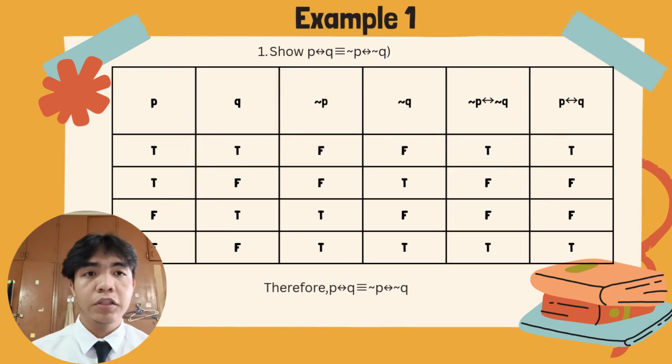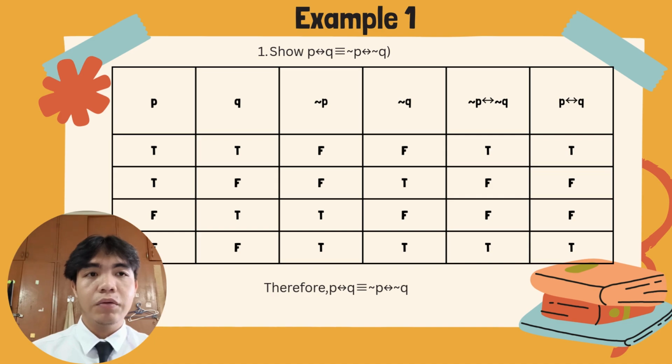For example 1, show that P ↔ Q is equivalent to ¬P ↔ ¬Q. For this question, we are going to solve using a truth table. We find the truth values of P, which are true and false, and Q, true and false. Then we find the truth values of ¬P and ¬Q, then the values of ¬P ↔ ¬Q, and we also need to find P ↔ Q.